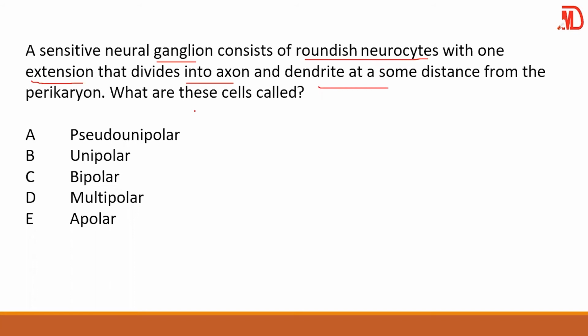And this consists of an axon that has split into two branches. One will run peripherally and one will run centrally. So this is a pseudo-unipolar neuron. So your answer is A, pseudo-unipolar. All right.